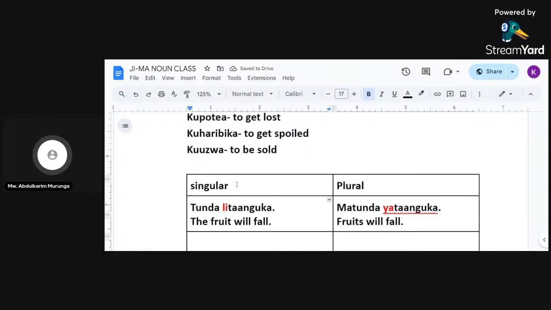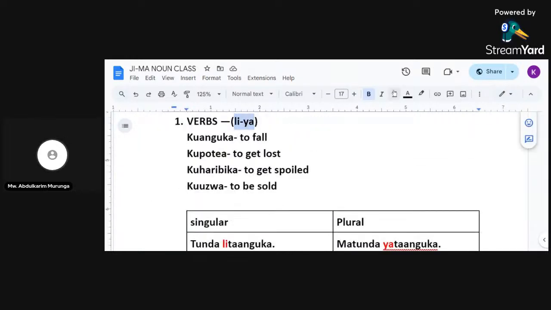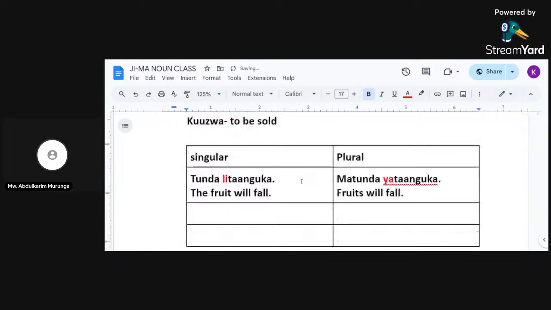With the verbs, it takes lia, as we said here, lia. So the verbs start with litaanguka and yataanguka. Remember, if it is any other class, like let's say mua class, we replace this tunda. We say, for example, mtoto. Mtoto means a child. So maybe the child is sitting on the balcony and you see the child will fall down. You say mtoto ataanguka, and if there are many, watoto wataanguka. But for this class, jima, tunda litaanguka, matunda yataanguka.